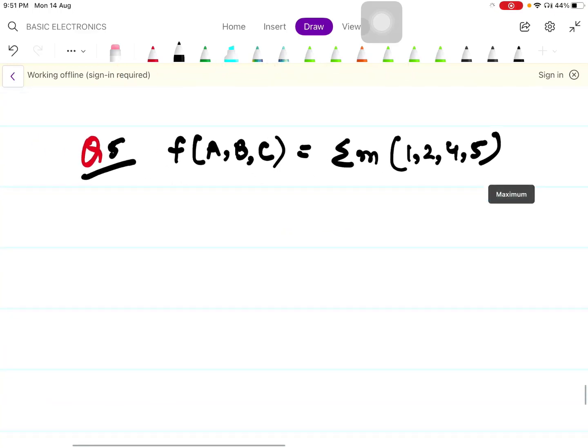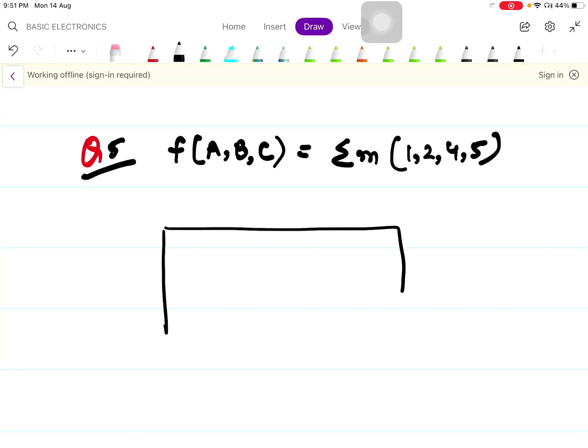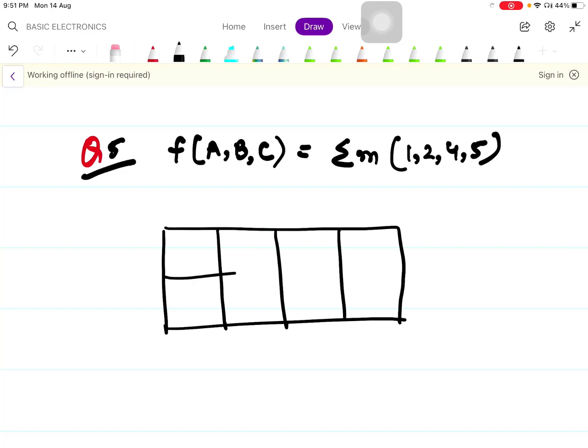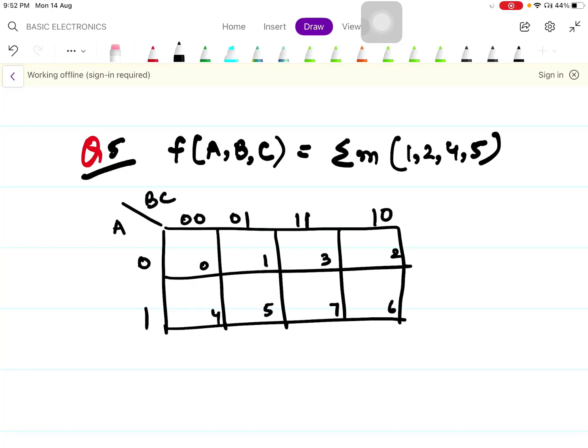Now let's solve a question of a three variable K-map. As you can see, we have seen such type of questions in the previous video also for two variables. Now in a similar manner, we have to solve it for a three variable K-map. In the question, we are given the minterms and we are also given that f is a function of three variables, that is a, b, c. So let's draw a three variable K-map. So 1, 2, 4, 5 are the minterms. So let us fill the minterms in the cells, that is 1, 2, 4 and 5.